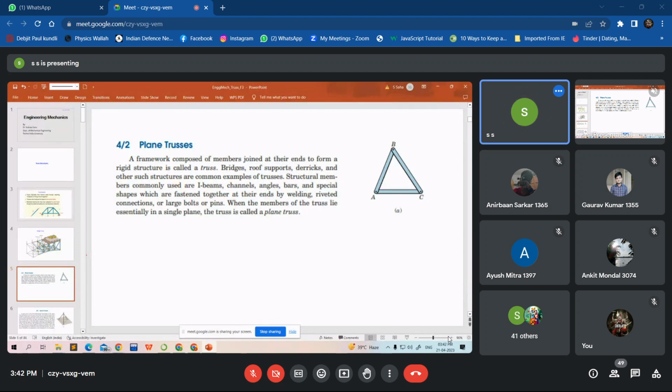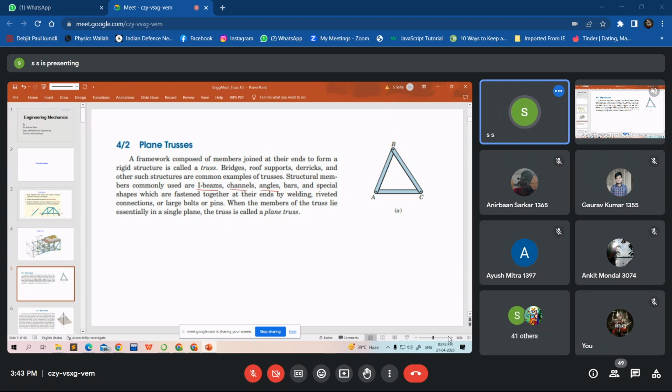Large bolts act as pins. When the members of the truss lie essentially in a single plane, the truss is called a plane truss. That is shown here, and the structural members are generally I-beams. For your general knowledge, just remember these terms: I-beam, channels, angles, and bars. These are basically used for structural construction.